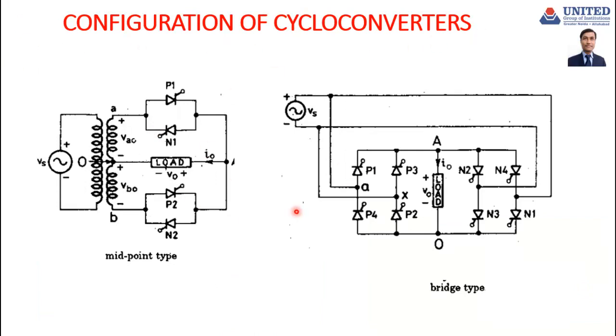Now let us see the configuration of cycloconverters. Here we see that this circuit diagram is for a single phase to single phase cycloconverter. Here we see that there are two configurations. First one is the midpoint type configuration, which is also called the center tap transformer type configuration, and second is the bridge type cycloconverter configuration.